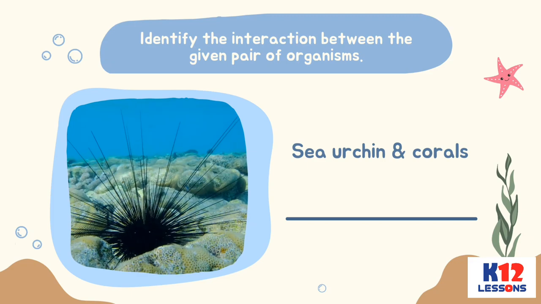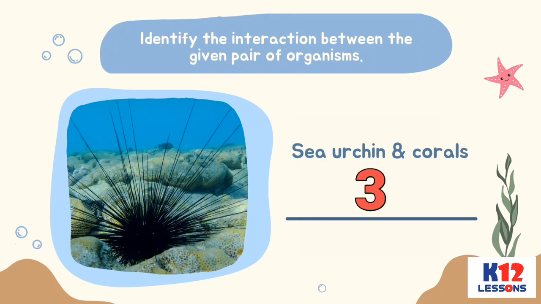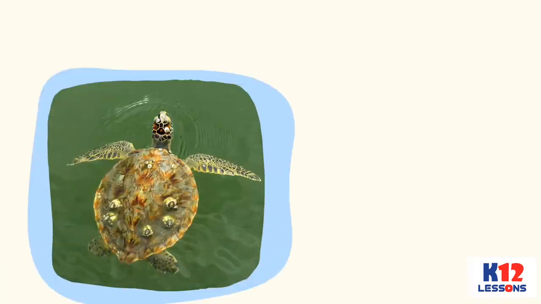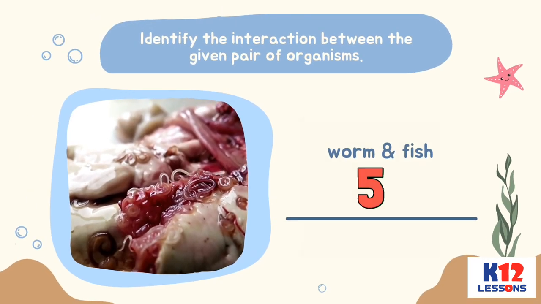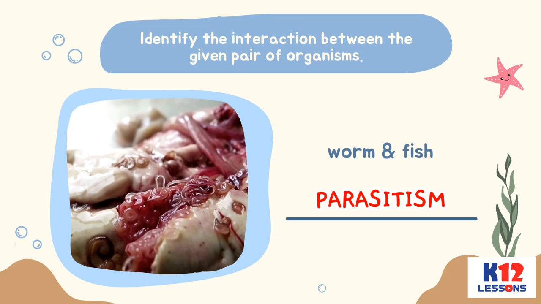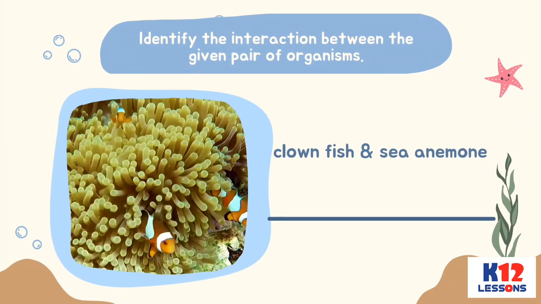Identify the interaction between the given pair of organisms. Sea urchin and corals. Barnacles and turtle. Worm and fish. Tuna fish and blue marlins. Clown fish and sea anemone.